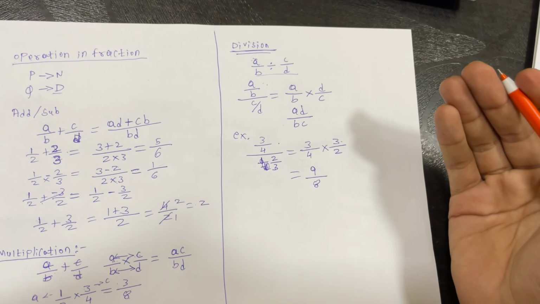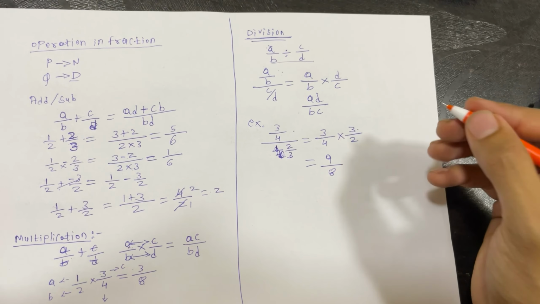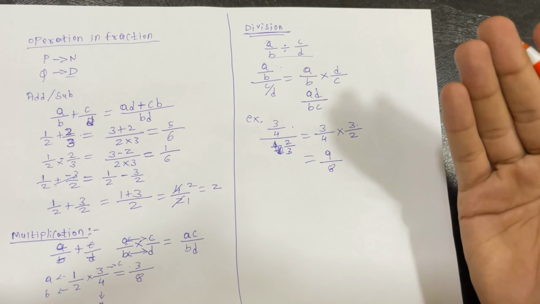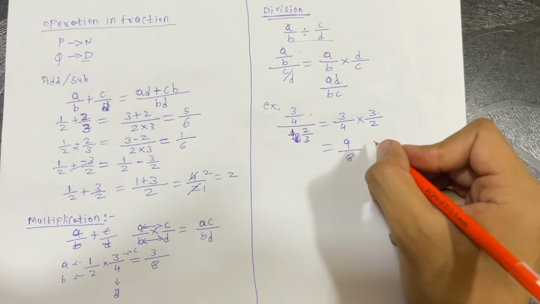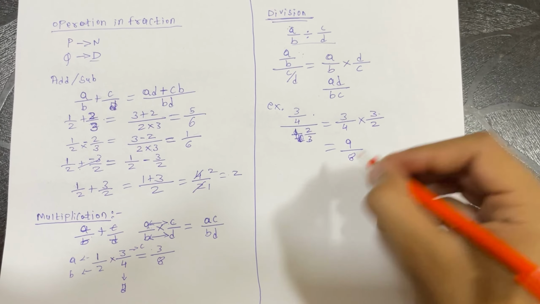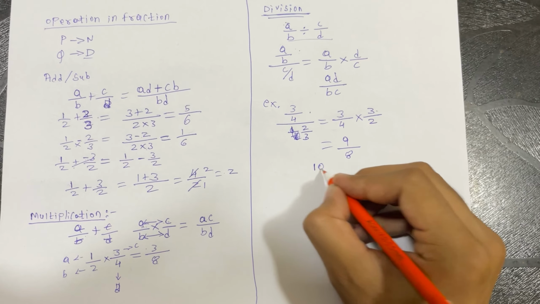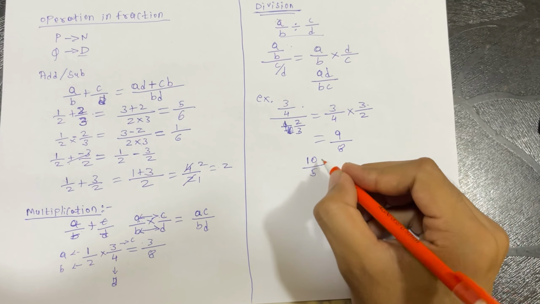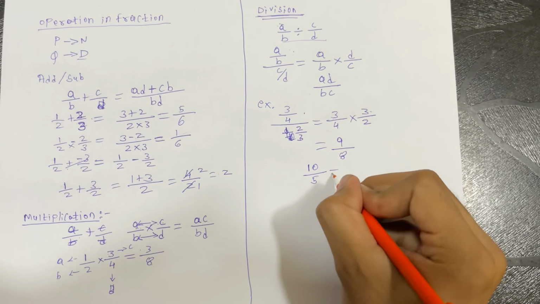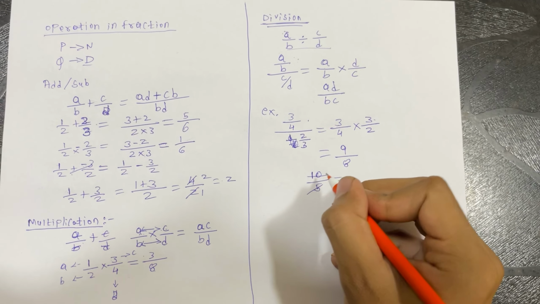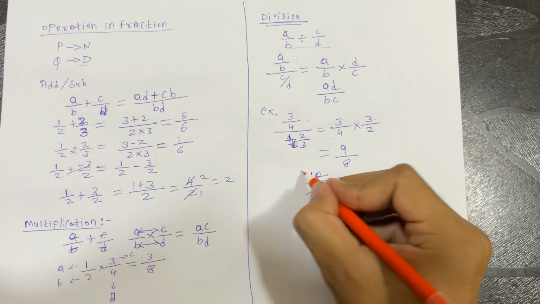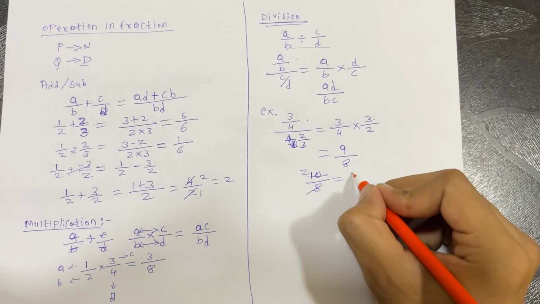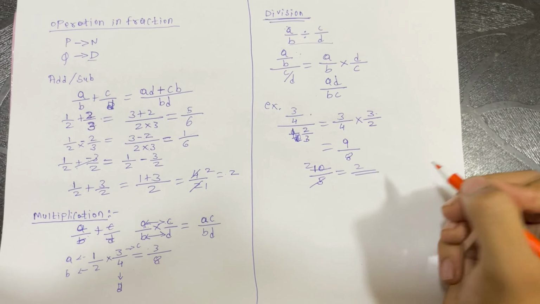And if we can further simplify this into smallest form, then we have to do that. So it will be easy. Like if we get the final answer as 10 by 5 in division, then we can make it into smallest form by dividing 10 by 5. So 5 into 2, 5 2s are 10. So 2 is the answer.